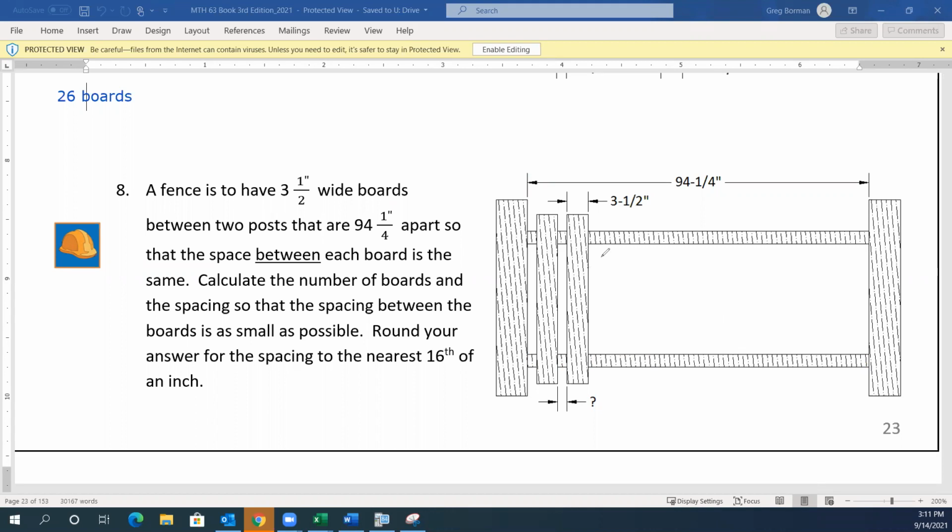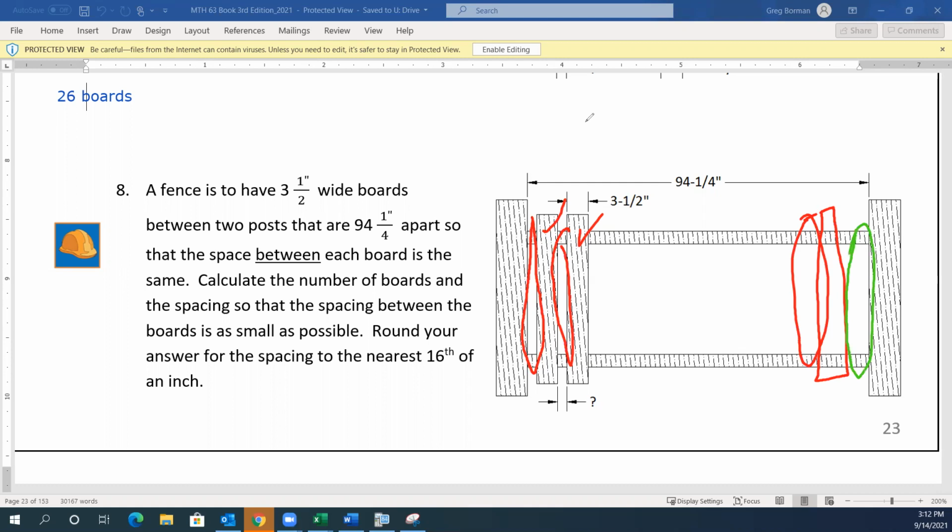Great. Well, how many of those gaps are there? Well, I'm going to have a gap just before the first board, and I'll have a gap right here just before the second board. And so every board is going to have a gap come before it, all the way down to our last board, which is going to have a gap before it. But there's going to be one more gap after that last board. So if we have 26 boards, there's a gap for each board plus the extra gap. So 27 gaps.